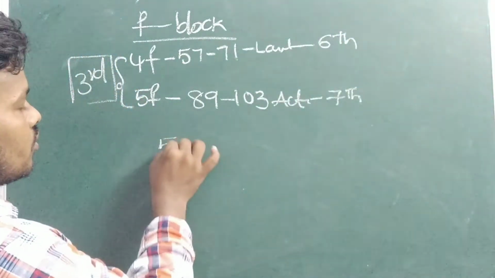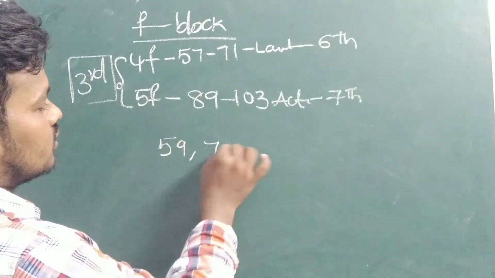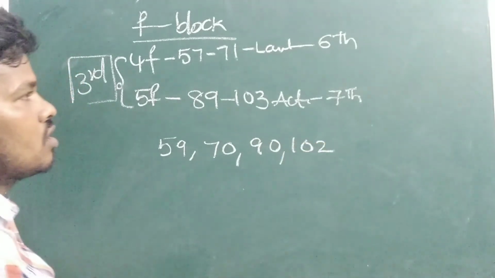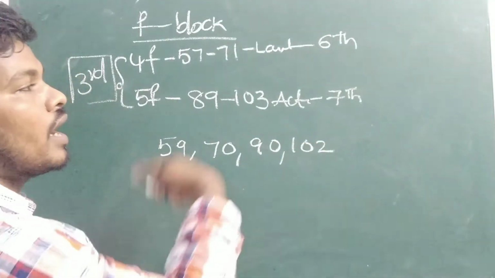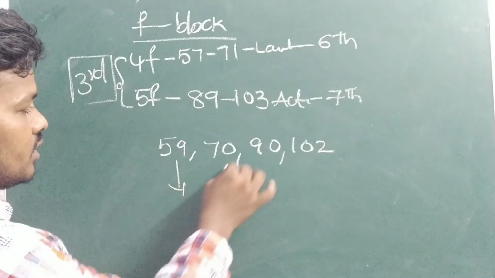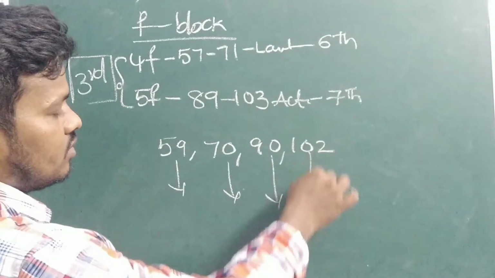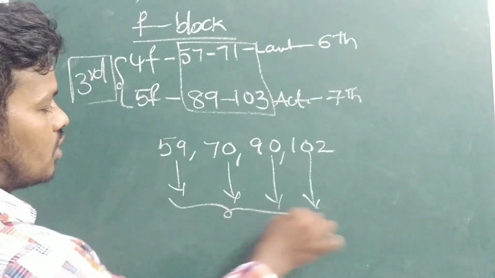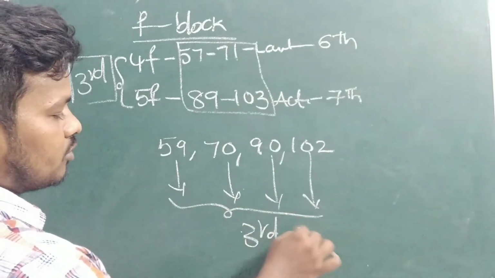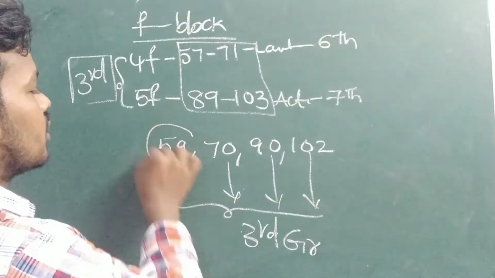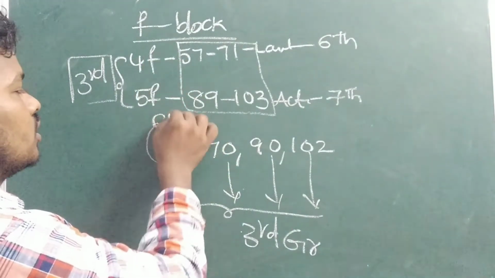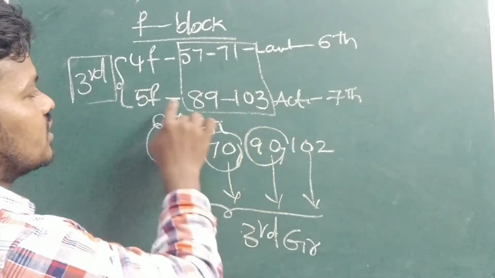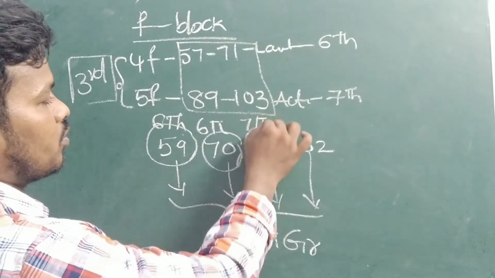So, for example, 59, 70, 90, 102: which block, which period and which group do they belong to? Here you only have to remember these atomic number ranges. These all belong to the third group only. 59 is present in the 4f series, so it is the sixth period. 70 is also the sixth period. 90 is present in the 5f series, so it belongs to the seventh period.